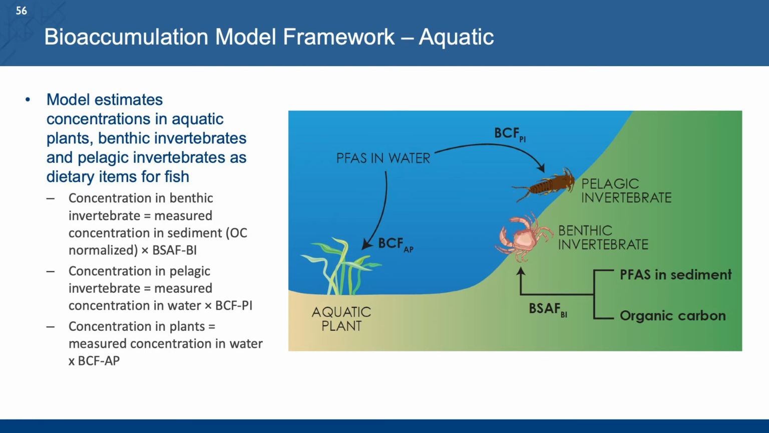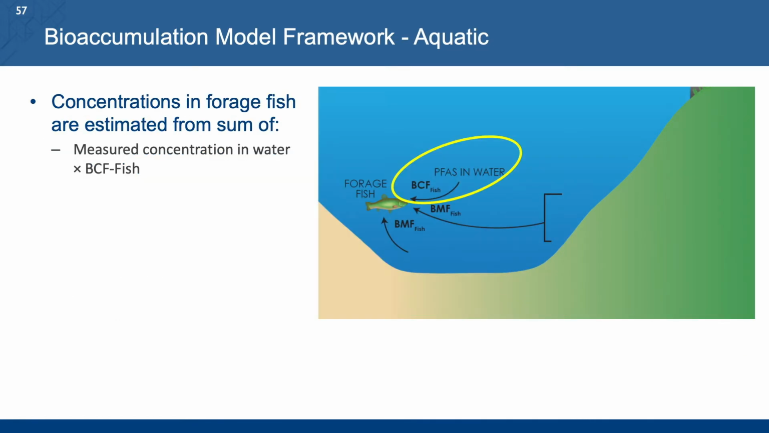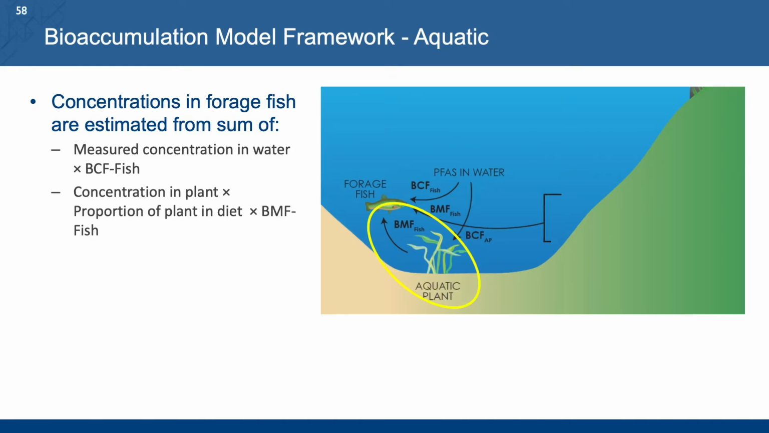We're just getting to the basic components of the fish food web at this point, the low-level trophic levels: benthic invertebrate, pelagic invertebrate, and fish. It starts to get a little more complicated when we start looking at fish. Fish really are the sum of their exposures through water and diet. So the model is taking the sum of your estimated concentration in water times the BCF for fish, the concentration in plants times how much of their diet is plant. So if they're eating 50% plant, you're multiplying it by a factor of 0.5. If it's 30%, it's 0.3, times that BMF for fish.